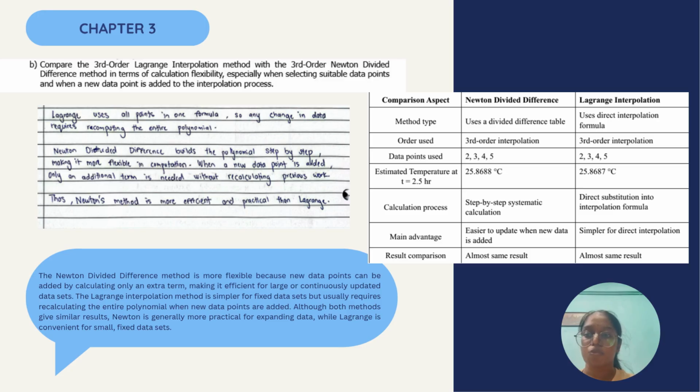However, the Lagrange method, on the other hand, is not flexible. If a new data point is added, the entire formula breaks and we have to recalculate every single weight from scratch. To summarize our table on the right, both methods are perfectly accurate, but the Newton method is much better for expanding data, while Lagrange is best kept for a small and fixed data set.